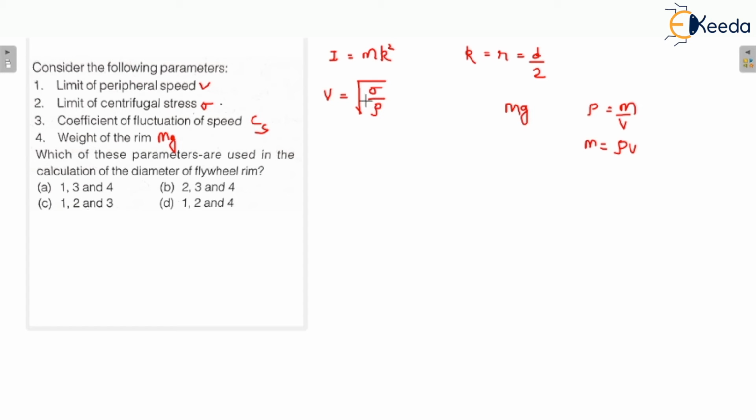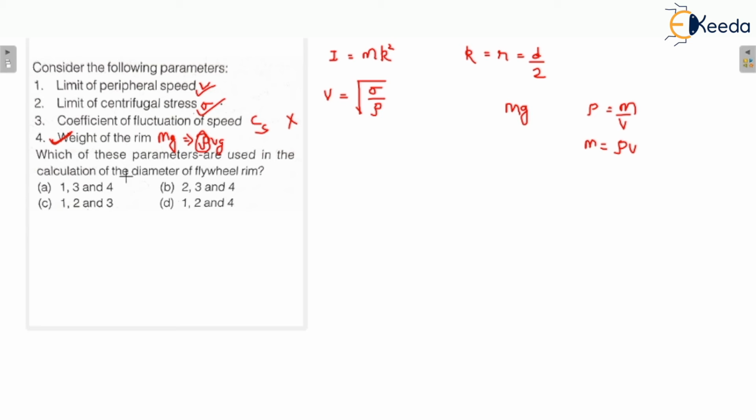When we design the flywheel rim, we get the velocity and the centrifugal stress, and we don't have any coefficient of fluctuations of speed in the relations, and the weight of the flywheel rim, that is mg, you can write as rho into volume into g. So basically this is talking about the density. So of course the fourth statement is also correct.